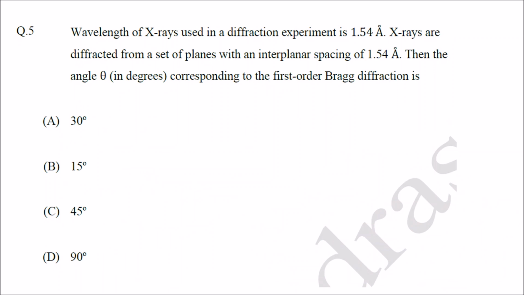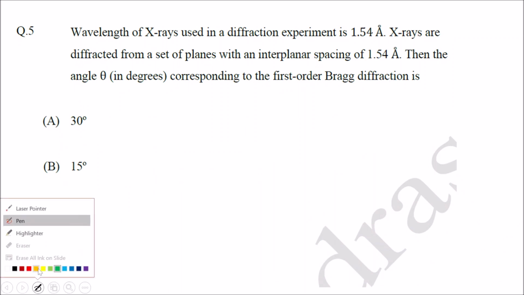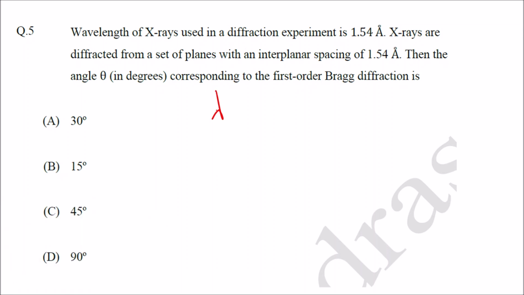Question 5. Wavelength of X-rays used in the diffraction experiment is 1.54 Angstrom. So wavelength is given, 1.54 Angstrom. Then X-rays are diffracted from a set of planes with interplanar spacing of 1.54. d is given, 1.54 Angstrom. Then the angle theta in degrees for first order. First order means n is 1.